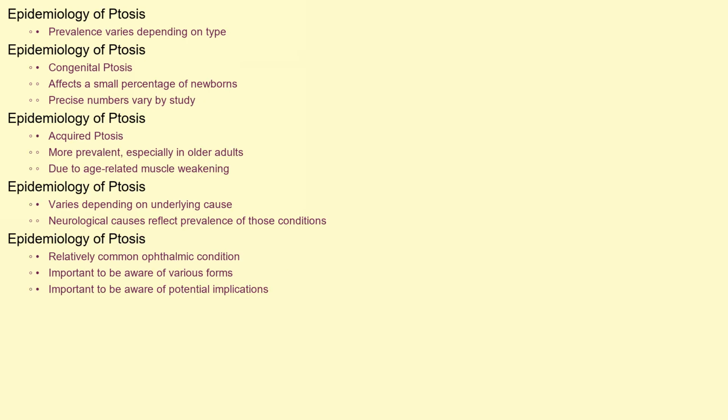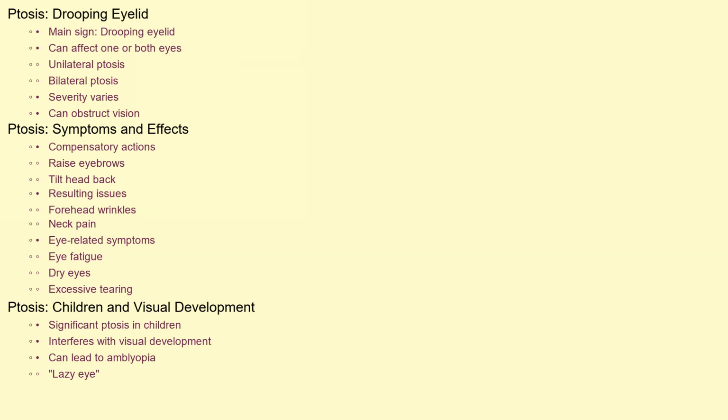Regarding how common ptosis is, congenital ptosis affects a small percentage of newborns, though precise numbers vary depending on the study and population. Acquired ptosis is more prevalent, particularly among older adults, as age-related weakening of the eyelid muscles is a common occurrence. The epidemiology also varies depending on the specific underlying cause. For example, ptosis caused by neurological conditions will reflect the prevalence of those conditions. Overall, ptosis is a relatively common ophthalmic condition, and it's important to be aware of its various forms and potential implications.